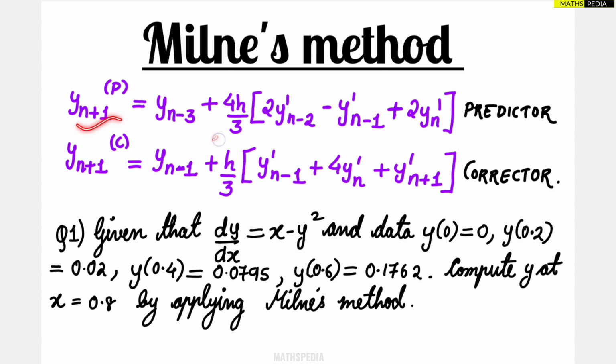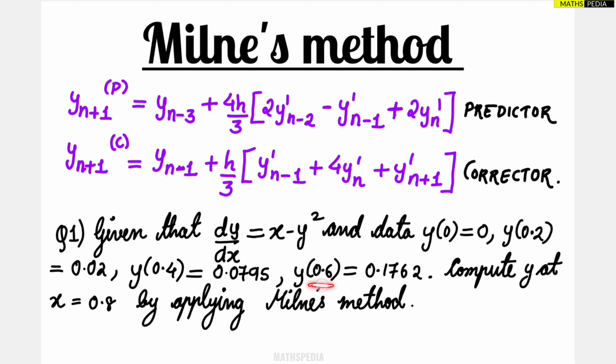Okay, so this is the general form they have given. Now the n value depends on what they are asking, we'll see that. Next, the first question we are taking: given that dy by dx, which is a function of x and y, is x minus y square, and in Milne's method they will provide you the predetermined values, not just the initial condition like the previous problem. We have to find the next value in that particular sequence.